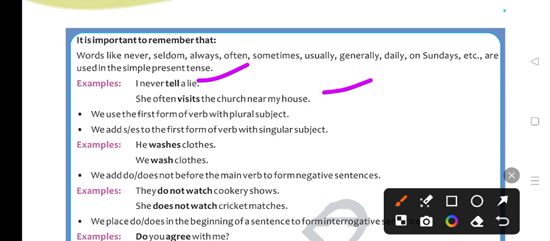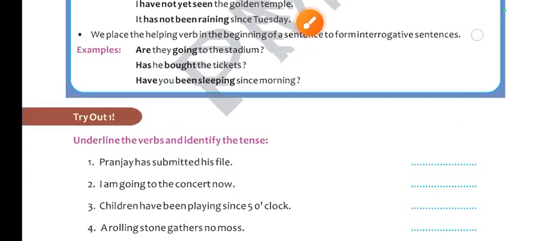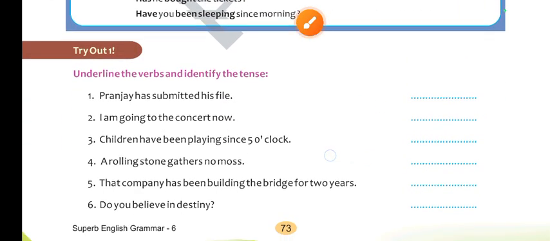We use the first form of the verb with a plural subject. Okay, like barking dogs seldom bite, right? Barking dogs seldom bite. So if we are using these kinds of words, we will always put the sentence in simple present tense. Okay, so you are supposed to go through these points. I'm just explaining the question. Try out 1. Underline the verbs and identify the tense.